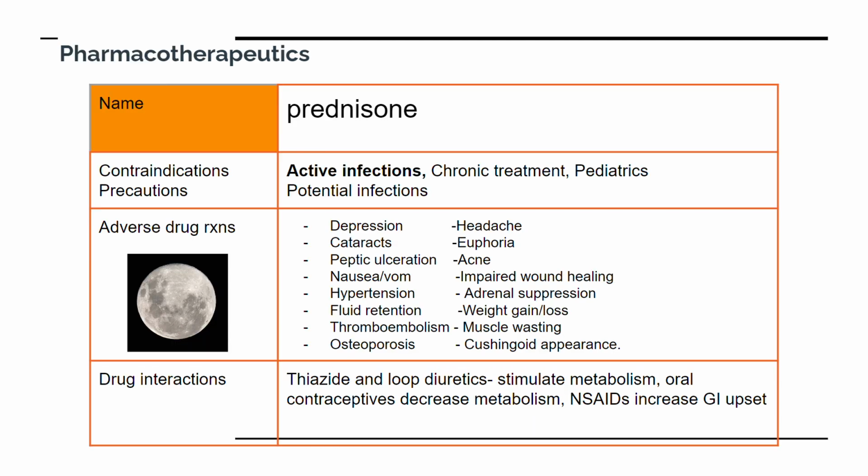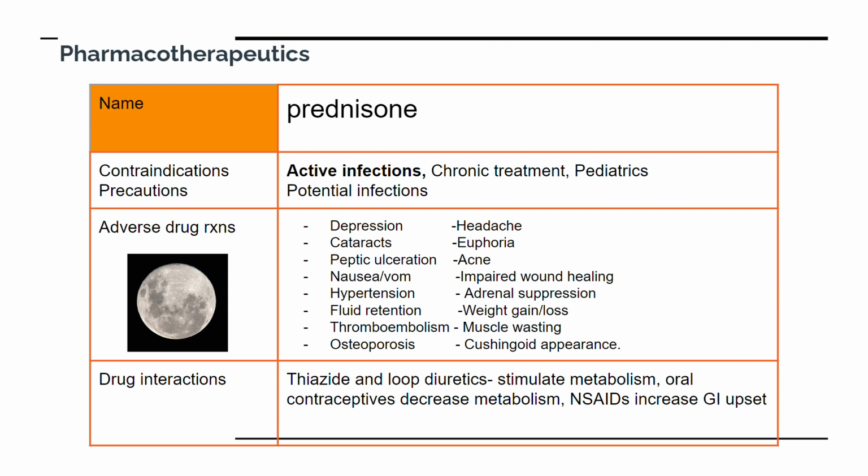Next, we will talk about pharmacotherapeutics, first with prednisone. Prednisone should not be taken with active infections, as it impairs the body's immune system, and it should be used in caution with chronic treatment. It should be used for the shortest time possible, as well as with caution in pediatrics and patients with potential infections. There are a lot of serious side effects that come with prednisone, or any steroid for that matter, especially when the patient is using these drugs for a long period of time.